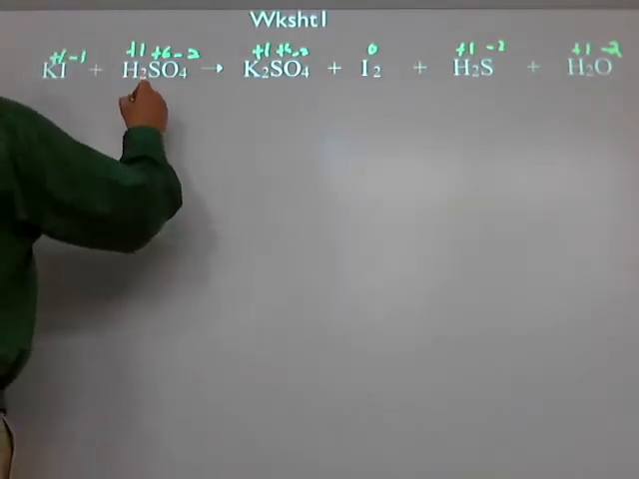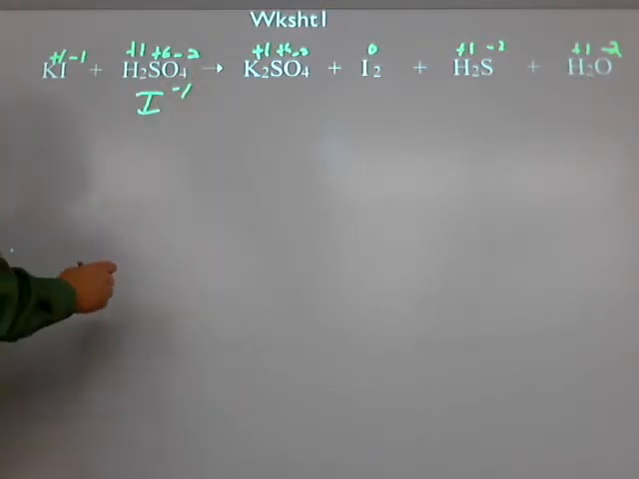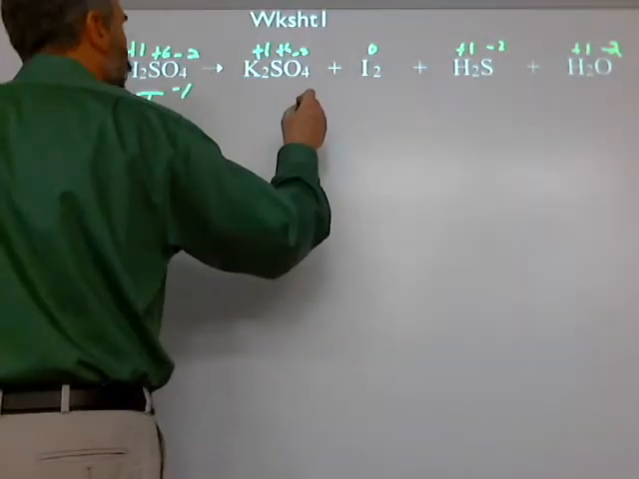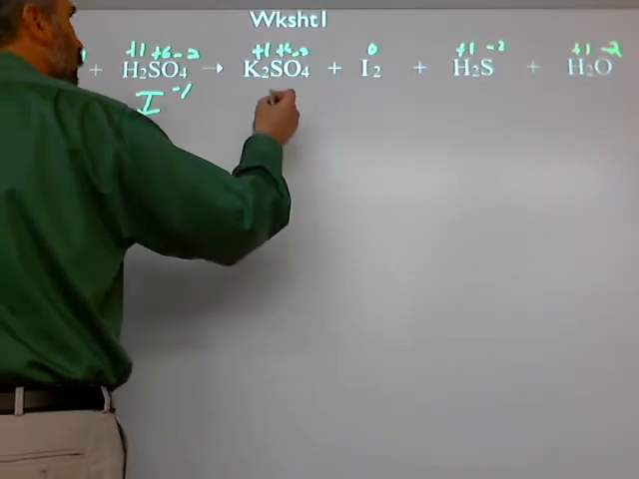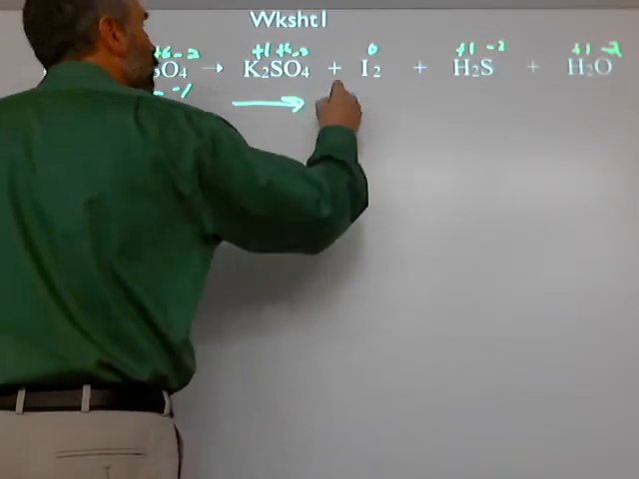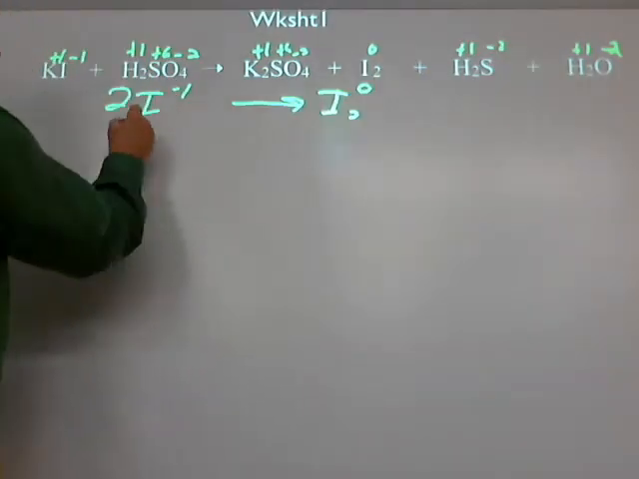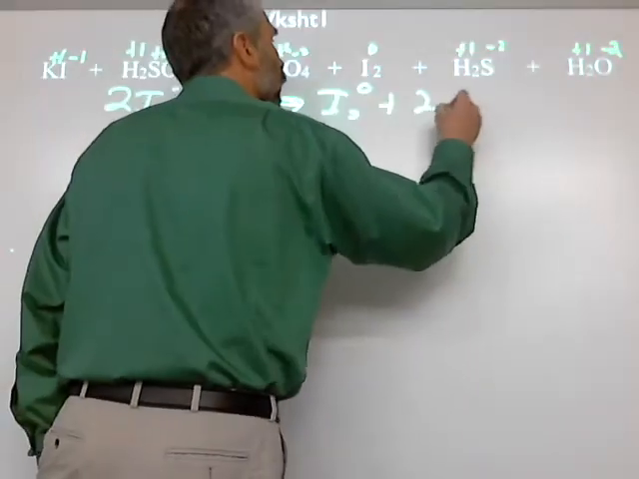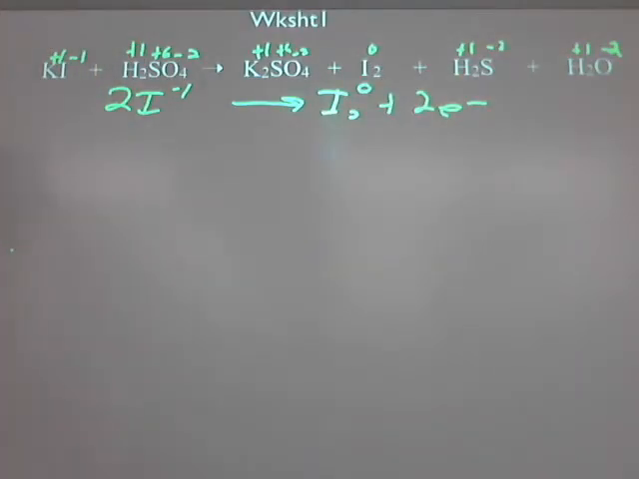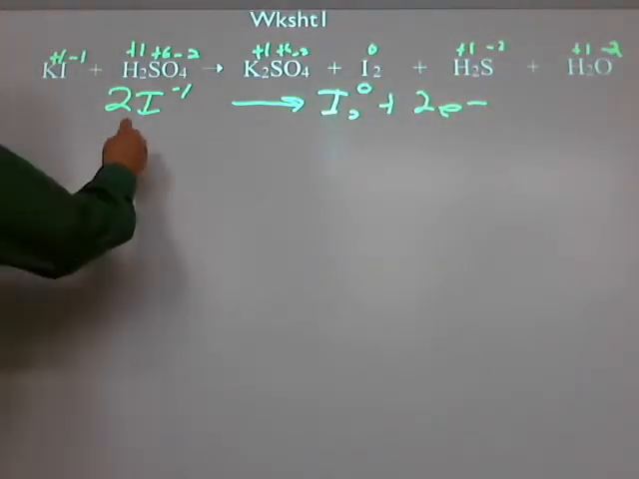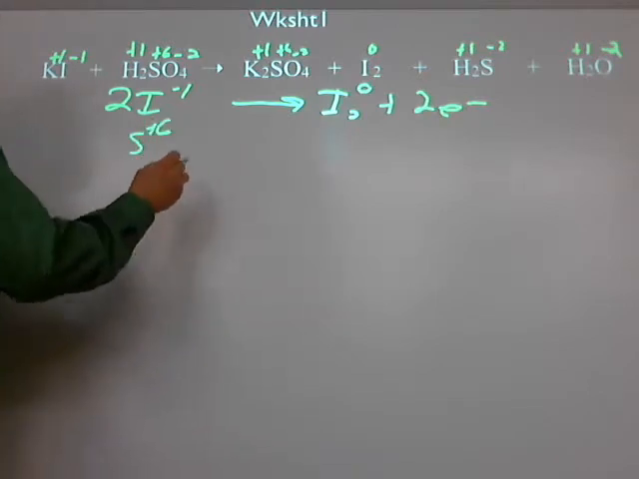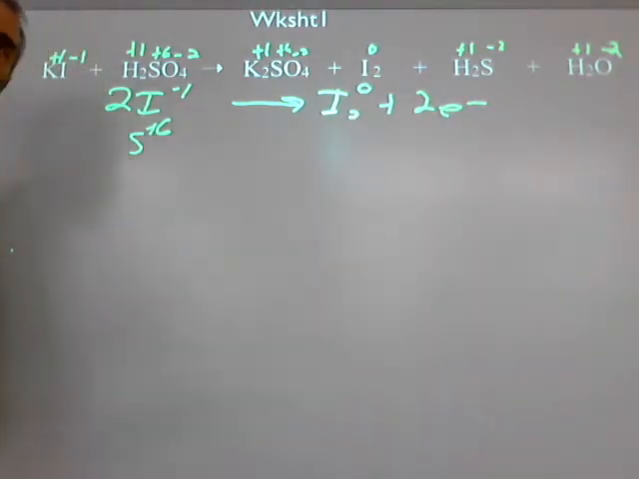All right, I is got a -1, and he's going to I2 with a 0. So we see the same thing we just saw a minute ago. He's going to I2 with a 0. I've got to balance it for mass first and then put 2 electrons over here. Got it? Yep. S with the +6 is going to, here's part of your problem.